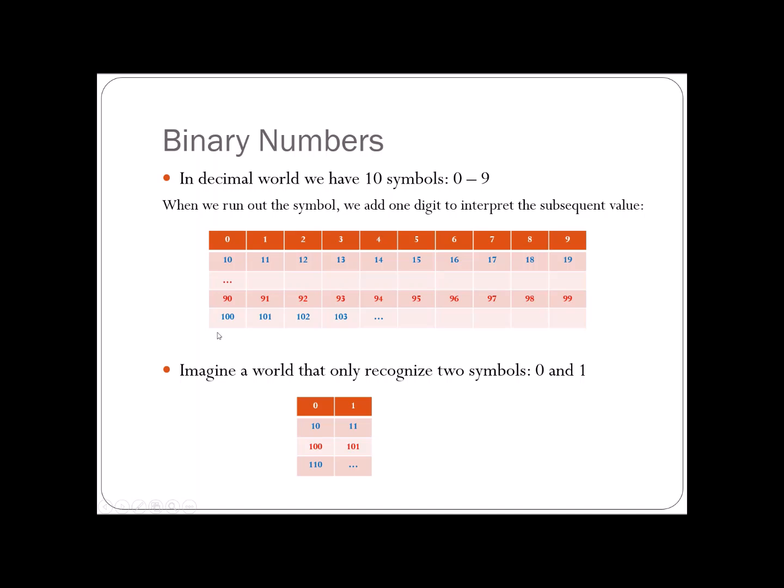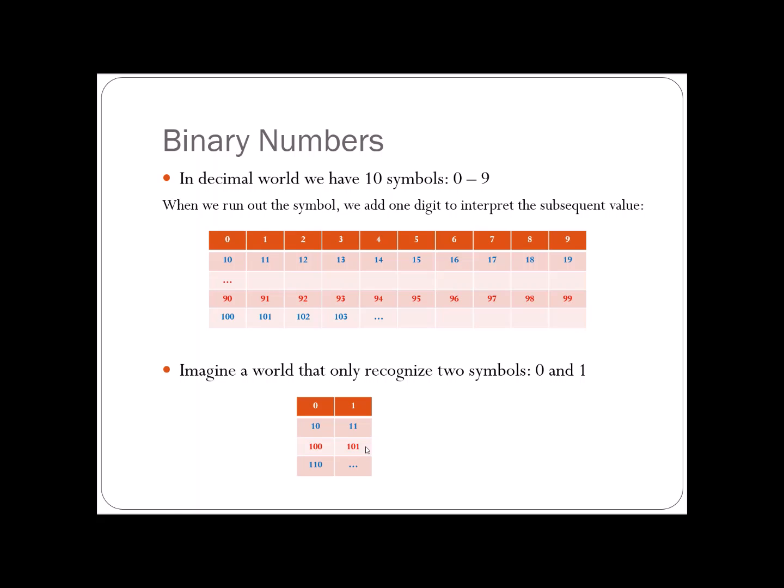So after 0, we have 1. After that, there is no more symbol because we only have 0 and 1. So we move to the next symbol. We add one more digit in front of it, 1, and then we start again from the first symbol: 1, 0, 1, 1. We run out of symbols, we add one more digit in front, 1, 0, 0, and so on and so forth. Okay.